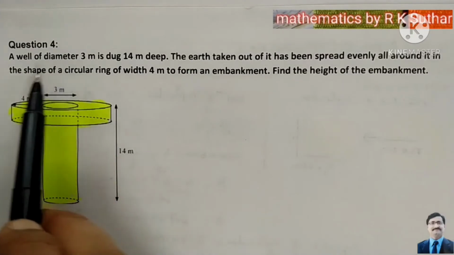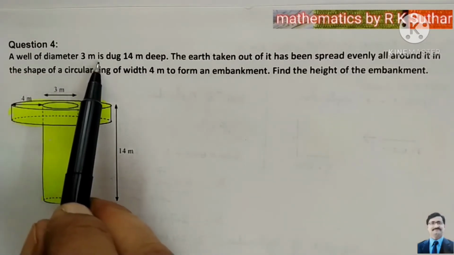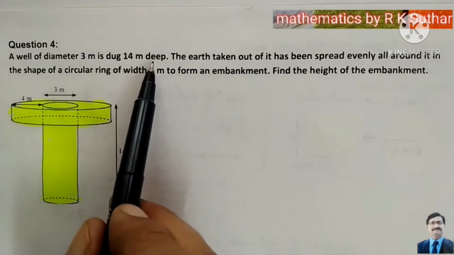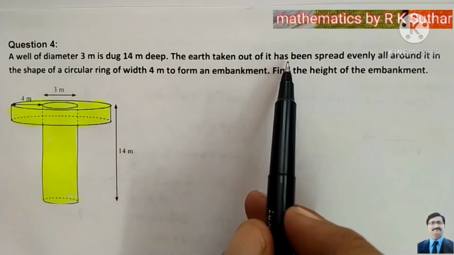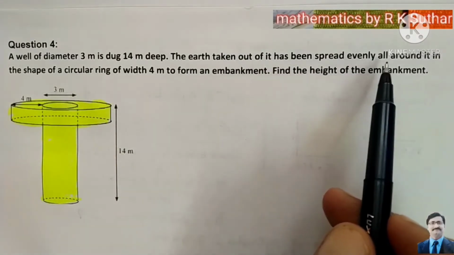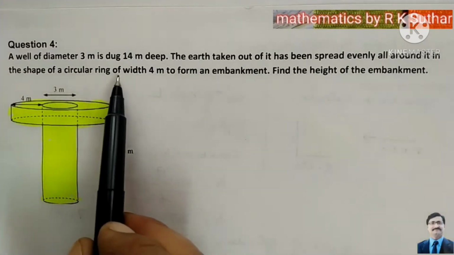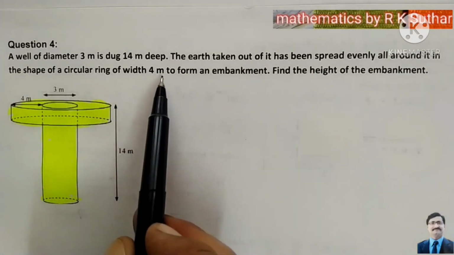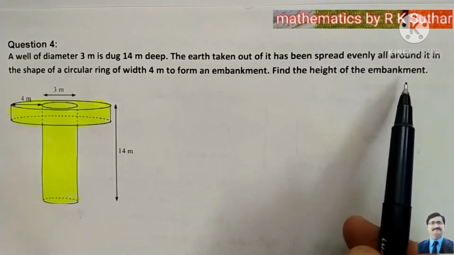Look at question 4. A well of diameter 3 meter is dug 14 meter deep. The earth taken out of it has been spread evenly all around it in the shape of a circular ring of width 4 meter to form an embankment. Find the height of the embankment.